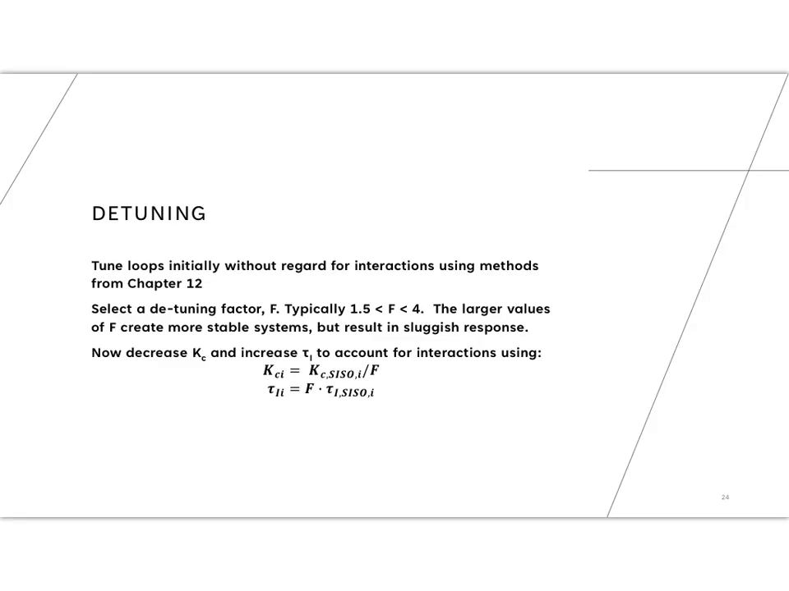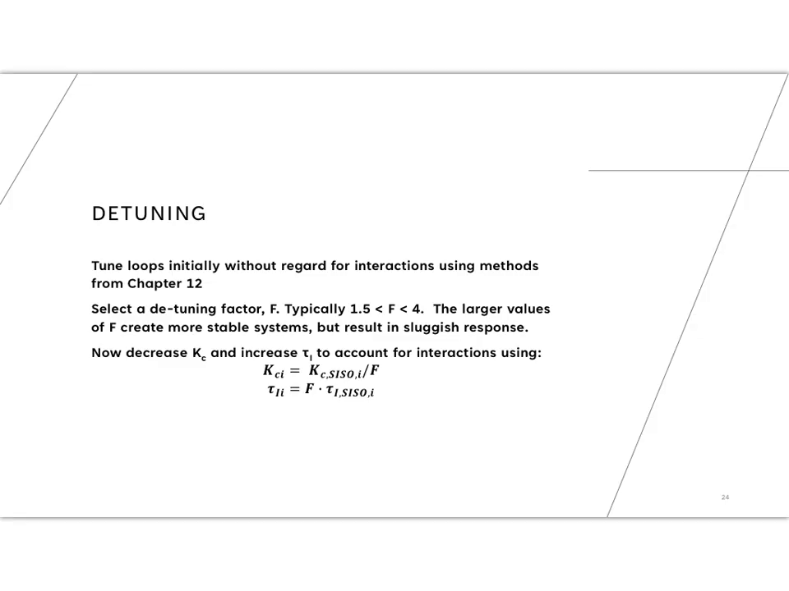Well, we know that there probably are interactions. And so if the interactions are a problem, if doing the basic Chapter 12 stuff didn't cut it, then you're going to add a detuning factor. This is a number typically between 1.5 and 4. The larger the value, the more stable the system will be. However, it's going to really slow down the response. So it depends on exactly what the issues were, why you didn't like just tuning them all separately.